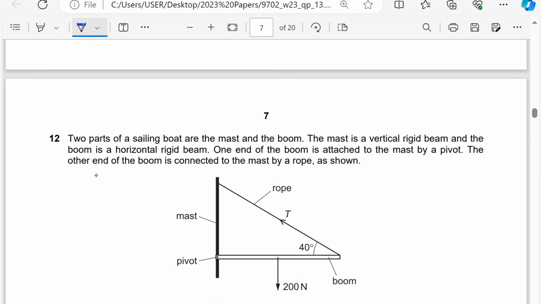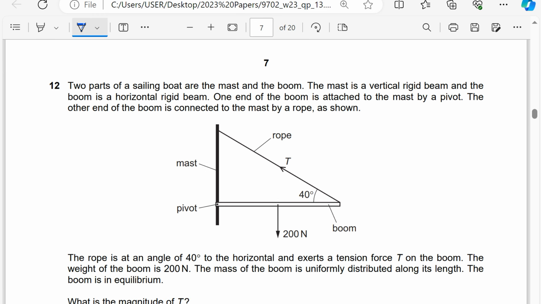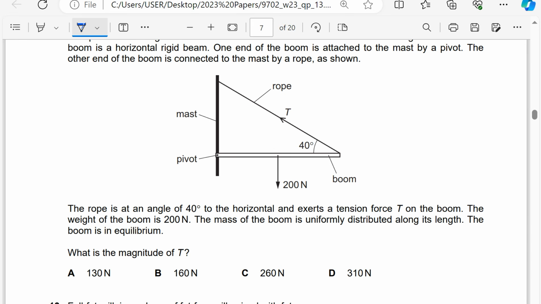Two parts of a sailing boat are the mast and the boom. The mast is a vertical rigid beam and the boom is a horizontal rigid beam. One end of the boom is attached to the mast by a pivot. The other end of the boom is connected to the mast by a rope, as shown. The rope is at an angle of 40 degrees to the horizontal and exerts a tension T. Let's first resolve this tension to get the vertical force. So this is going to be T sine of 40.